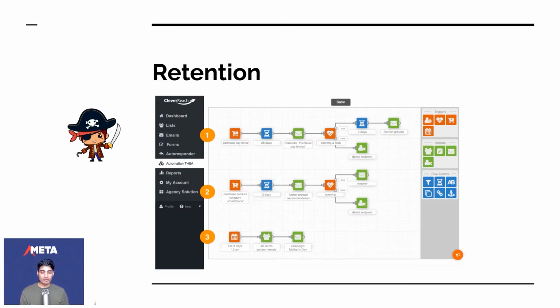So here's an example of one of these retention tools. I think it's called Clever Reach. So in this example, you can see that when somebody buys something in the lenses category, after 28 days, it sends them reminders. And if they open and click it, I don't know why the spelling is poor, I think this has been translated. But yeah, if the person has clicked it, then after 2 days, send them fashion glasses. If they've not, then delete that person. If they bought a smartphone, after 2 days you give them more.